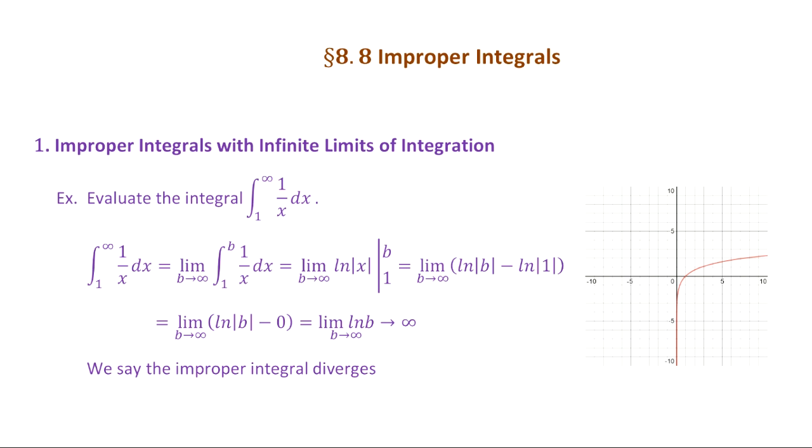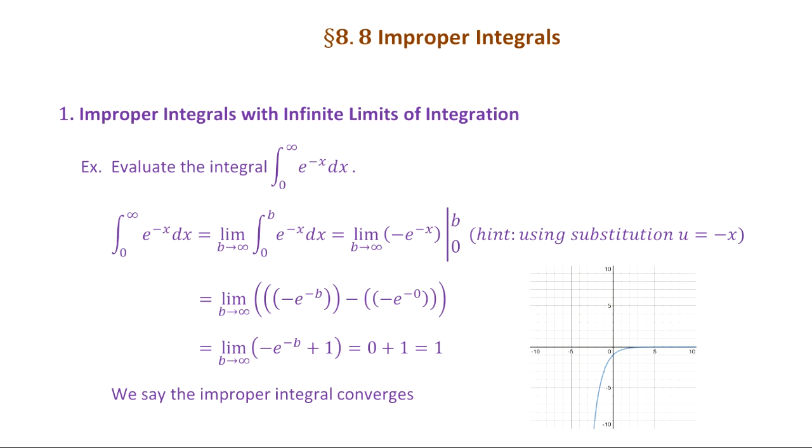So we say the improper integral diverges, because this improper integral of 1 over x from 1 to infinity results in infinity. That means if you think about the area under the curve y equals 1 over x from 1 to infinity, it turns out the area is infinity. All right. Any questions for this example? No questions, then let's do another example.